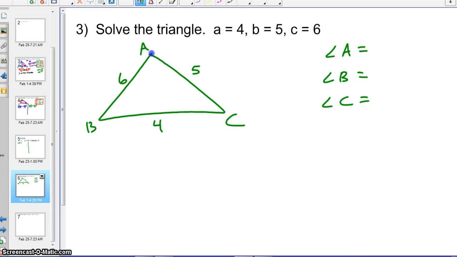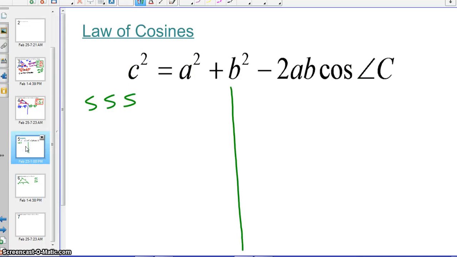The issue is the law of sines won't work here, because if we took the sine of angle B, we don't know it, over 5, equaled the sine of angle C over 6, we don't know either one of those angles. So we have two unknowns in there. So we're going to use a different law. In this case, it's the law of cosines. The formula is up top there, and when we are doing the law of cosines, the first thing that we have to know is that we must solve for the largest angle first.